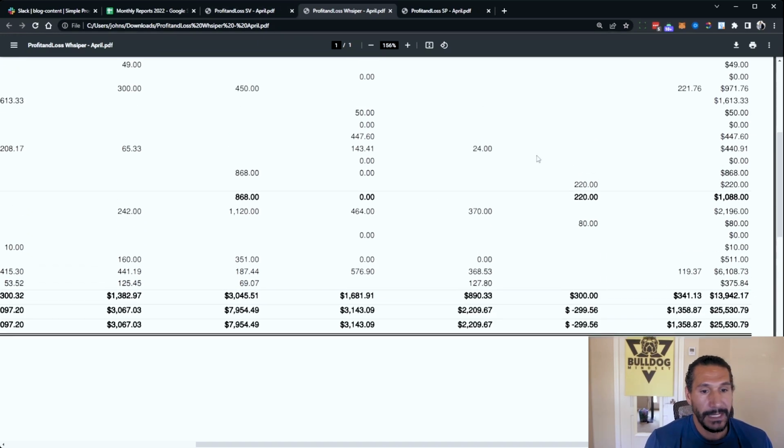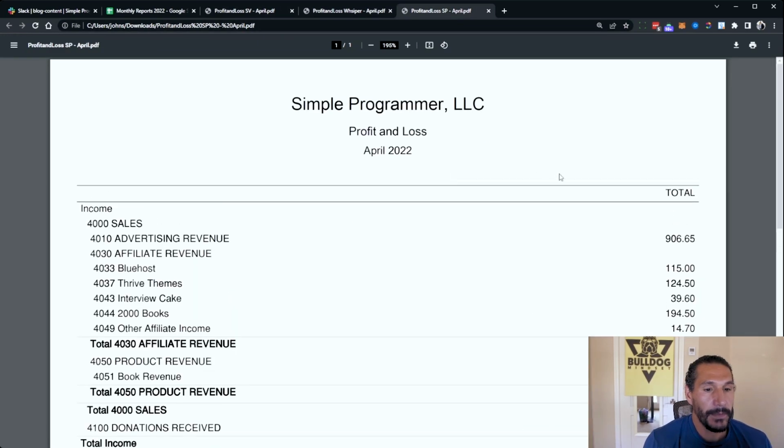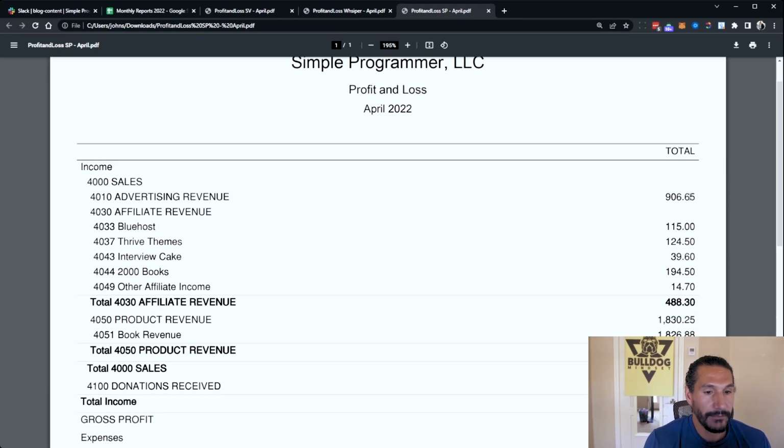The next thing we're gonna look at is Simple Programmer. So Simple Programmer did not have a great month. There's a couple of reasons why. In advertising revenue, this is basically YouTube revenue that mostly came in from this. It was $906.65, which is not bad.